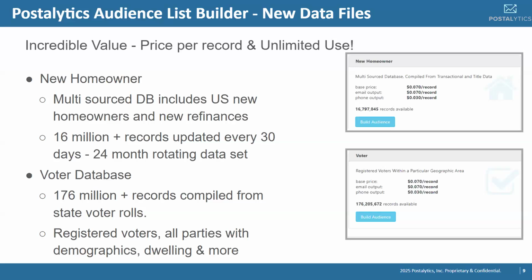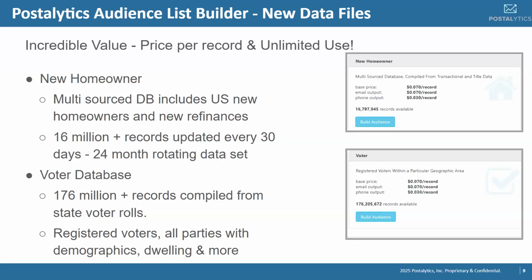The new homeowner data set is designed to track more than 16 million records that have been compiled from multiple databases for US new homeowners and new refinances. And so there's a 24-month rotating data set. So as folks either refinance their property or buy a new home, move into a new home, that data is getting all rolled in every 30 days into the new homeowner database.